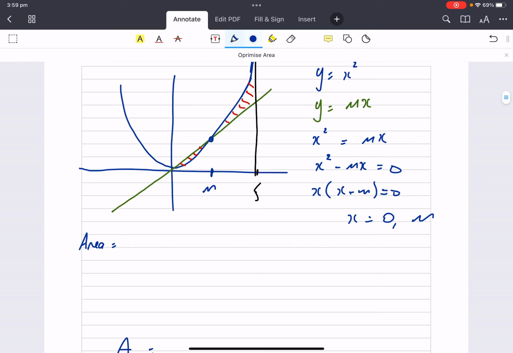Okay, let's get back to this area function. We've got two areas, one to the left and one to the right of the point of intersection. So to the left, it's going to be the integral from 0 to m of, now the linear function is on top, so it's top minus bottom. And the area on the right-hand side, the parabola is on top, and we're going from m to 5.